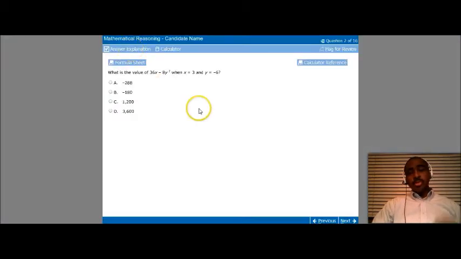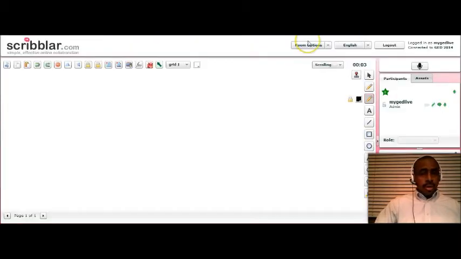So what I want to do here is pull up the actual practice GED test right here, and show you what the questions are like and how this test works. For example, we get: what is the value of 36x minus xy squared when x equals 3 and y equals minus 6? A question like this will appear on the GED test. Now, you're going to get a whiteboard on the GED test, so let me come over to my whiteboard and show you what you would do.